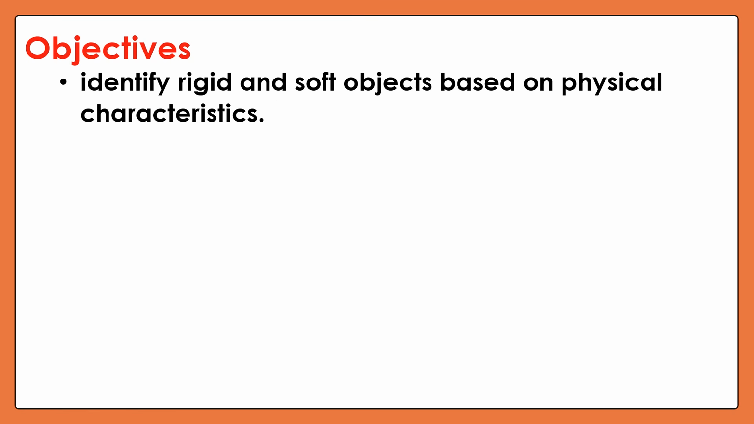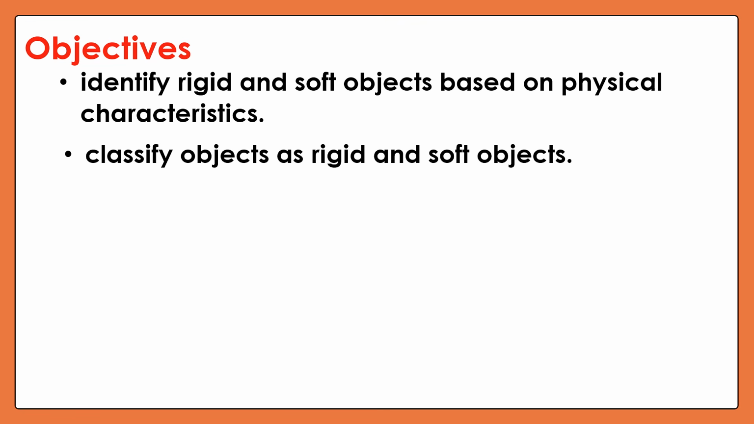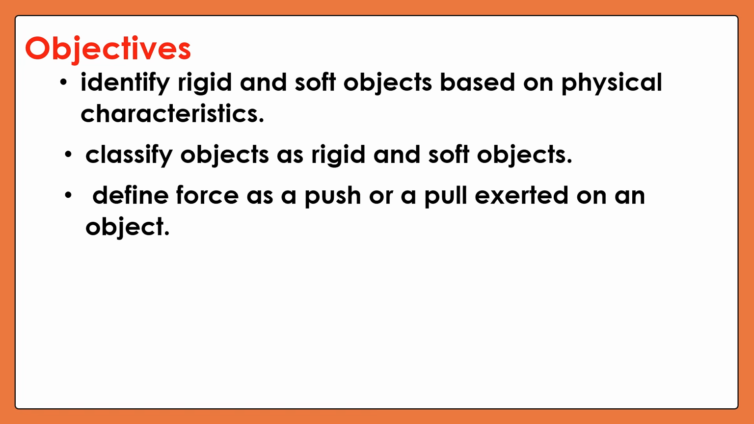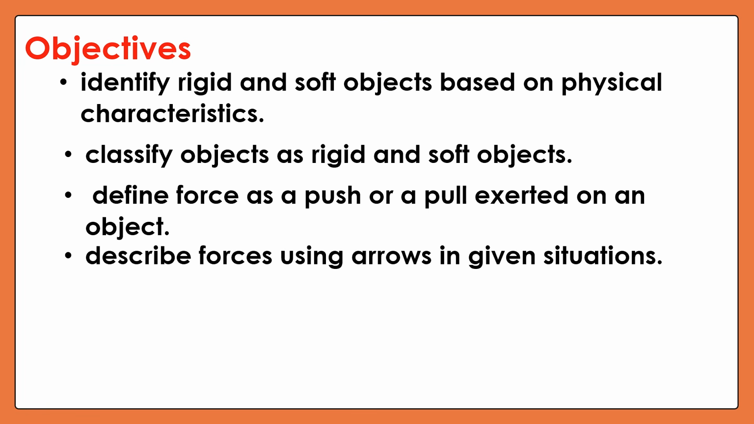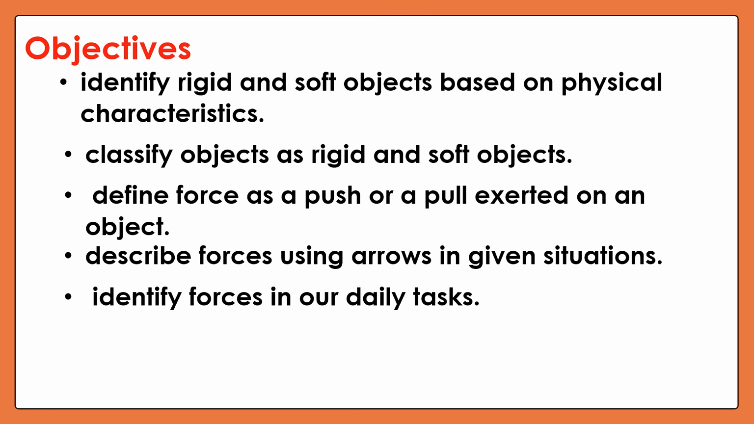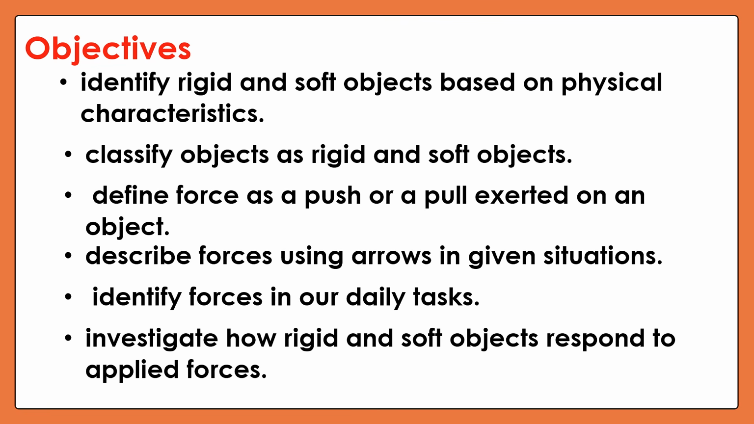Objectives. First, identify rigid and soft objects based on physical characteristics. Second, classify objects as rigid and soft objects. Third, define force as a push or a pull exerted on an object. Fourth, describe forces using arrows in given situations. Fifth, identify forces in our daily task. And last, investigate how rigid and soft objects respond to applied forces.